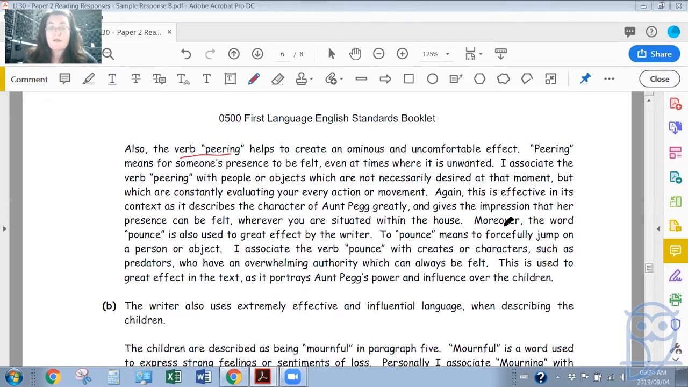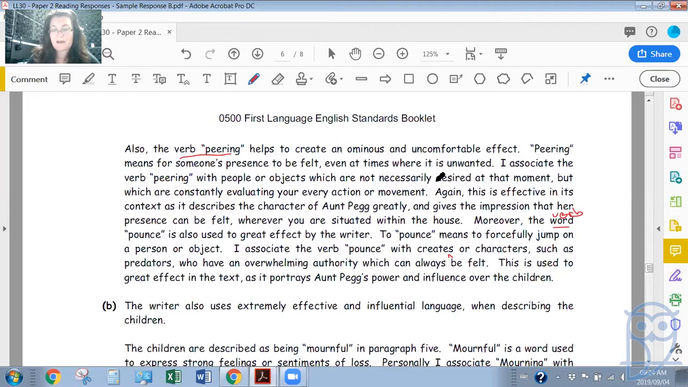Moreover, the word pounce is also used, and here you could identify it as a verb. It is a verb, to pounce. It's also used to great effect by the writer. To pounce means to forcefully jump on a person or object. I associate the verb pounce with creatures, I think she meant creatures, or characters such as predators who have an overwhelming authority which can always be felt. This is used to great effect in the text as it portrays Aunt Peg's power and influence over the children.